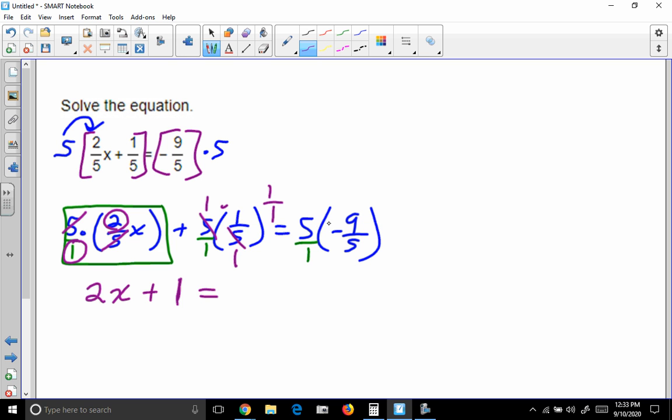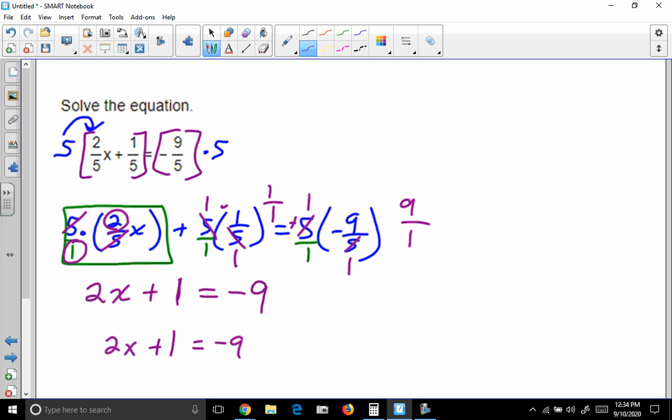On the other side, we have a positive times a negative, so we're going to get a negative. The 5s reduce. 5 goes into 5 once. So we're left with 1 times 9 over 1 times 1. Well, anything divided by 1 is itself. Plus 1 equals negative 9. That's what we get when we multiply everything by 5. So we've made the fractions go away.